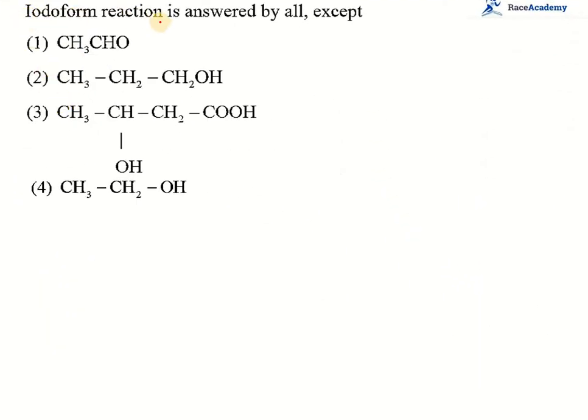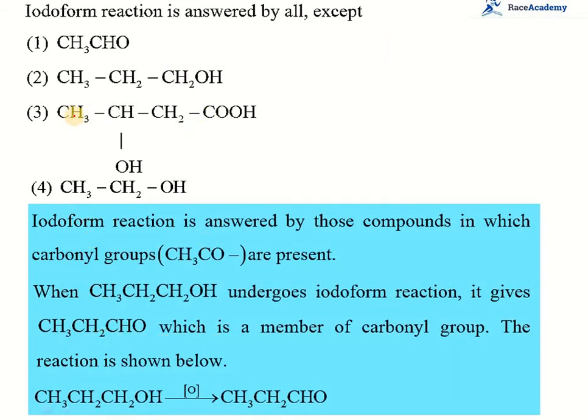Next question, iodoform reaction is answered by all except. Usually the alcohols like propyl alcohol are converted into aldehyde, as it does not have any kind of methyl ketonic group. So propyl alcohol is the right answer for this one, which does not give the iodoform test.